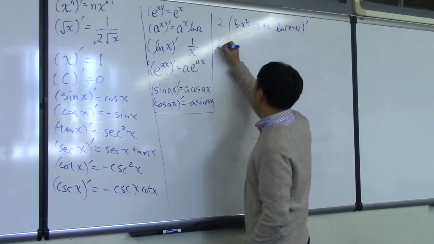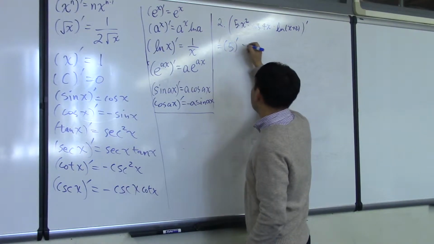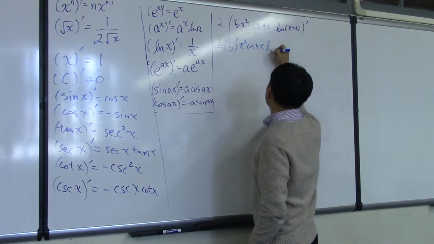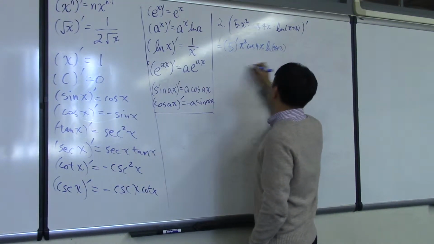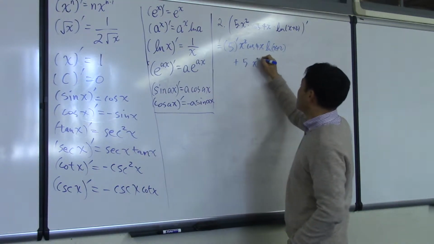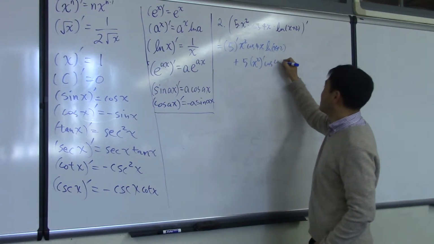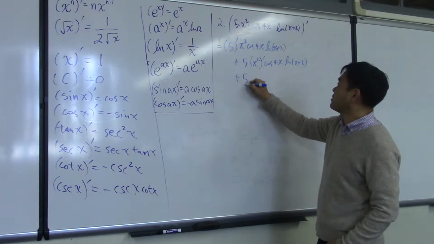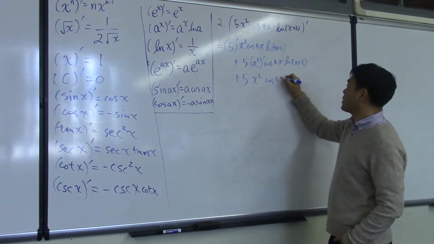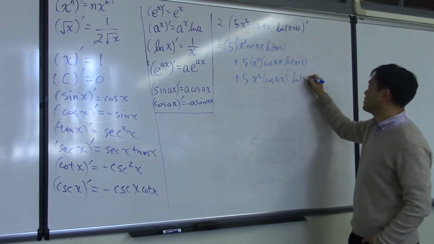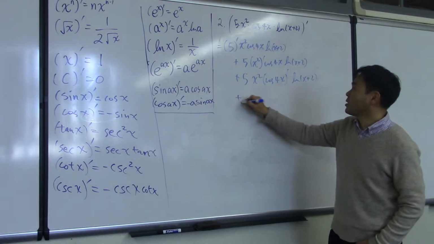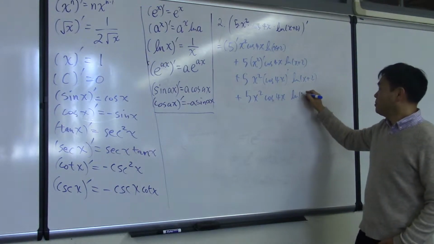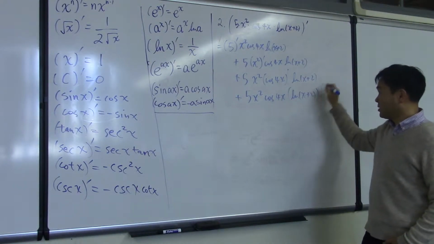If you do that, then it will be 5 differentiated, plus the next one is differentiated, plus cosine 4x is differentiated, plus ln of x plus 2 is differentiated. That's one by one.